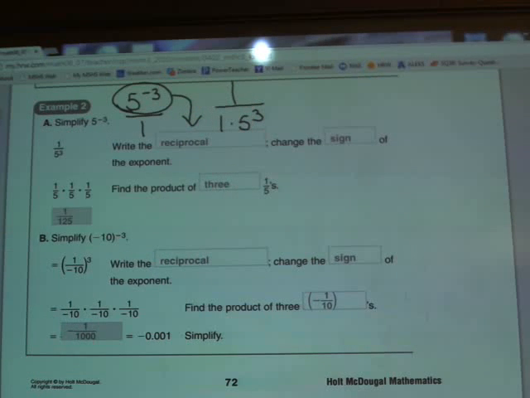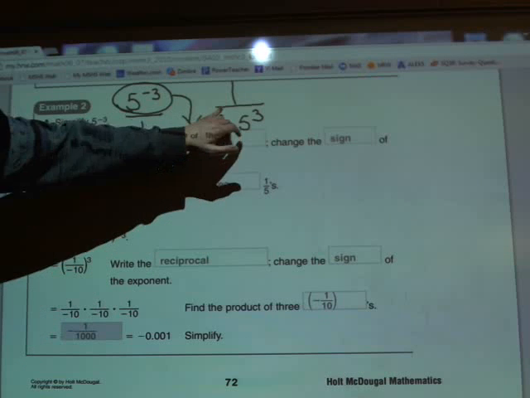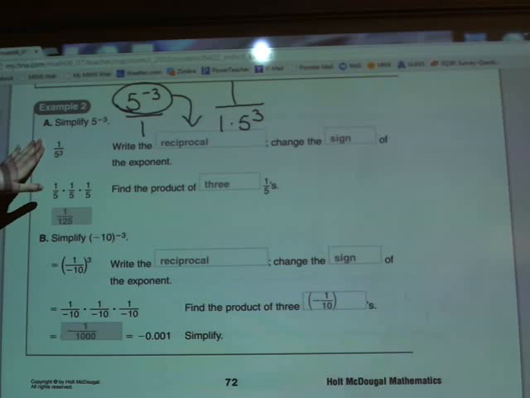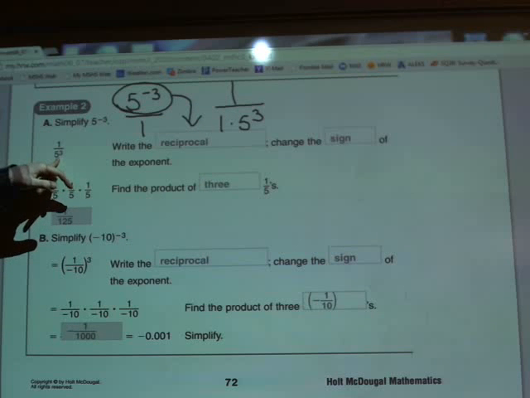As you can see, what they did there in the bottom is they just eliminated the 1. If it was 1 times 7, we would just write 7. If it was 1 times 9, that would just be 9. So that's exactly what they did here. They got rid of this and just wrote it as 1 over 5 to the third. 5 to the third is, of course, 3 5s being multiplied together.